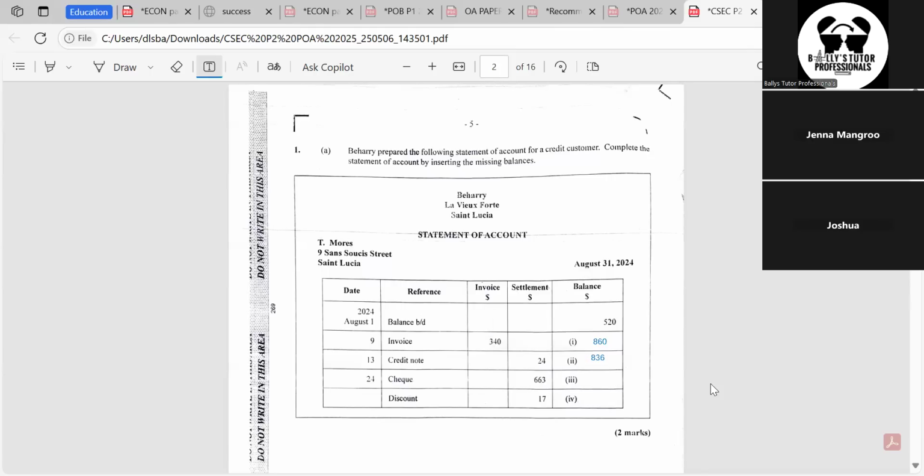Then they made a payment of 663. So you'll minus that from their balance. So the new balance would be 173. Then they received a discount of $17. So you'll minus that from their balance. So the final balance will be 156. This was 2 marks. So it's probably half a mark for each answer.